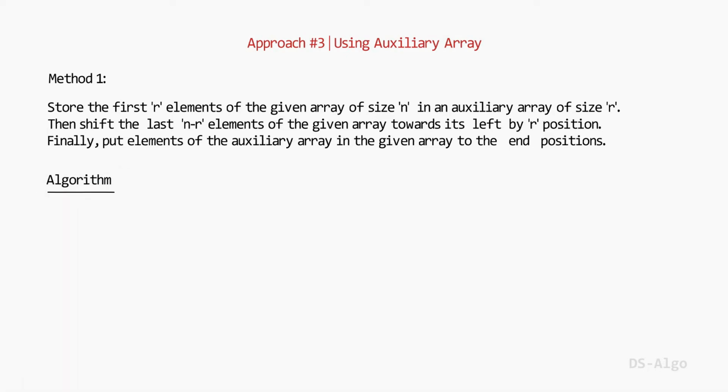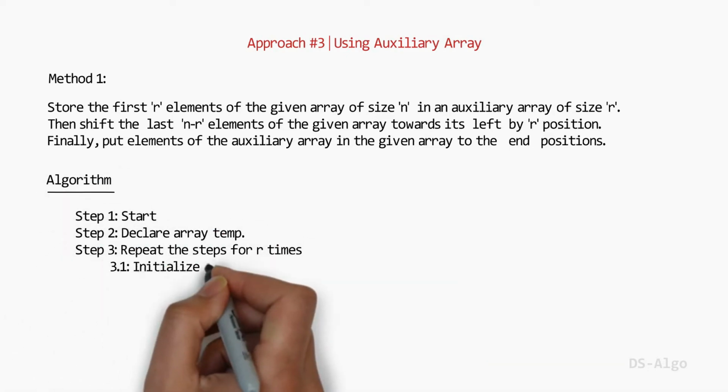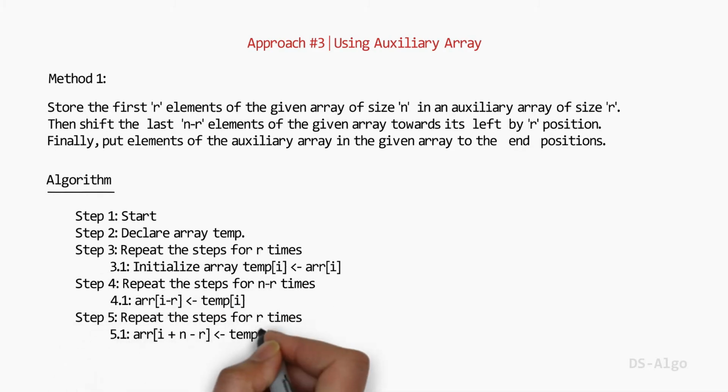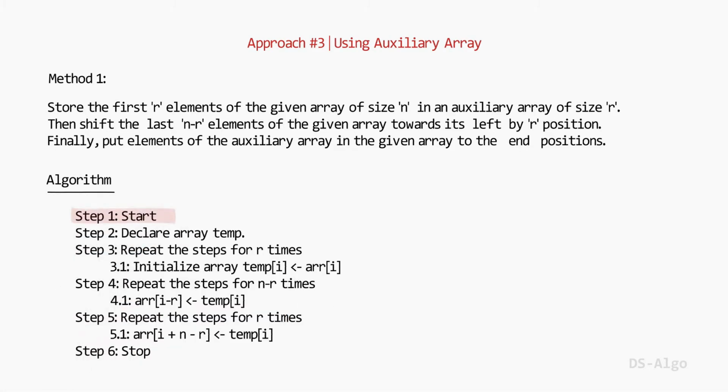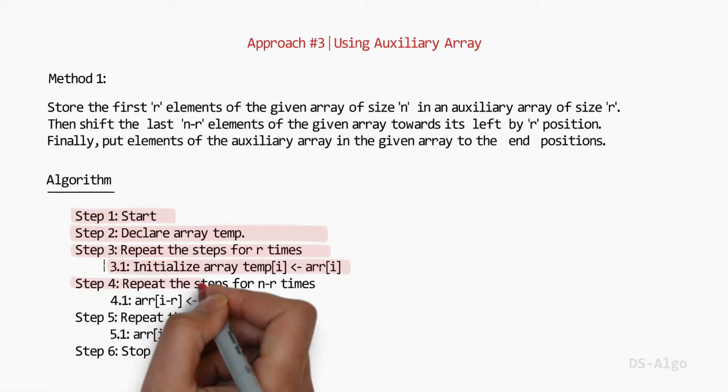Algorithm. Start the execution of the program. Declare an auxiliary array temp of size r. Repeat the below step for r times: store the first r elements of the given array in an auxiliary array.